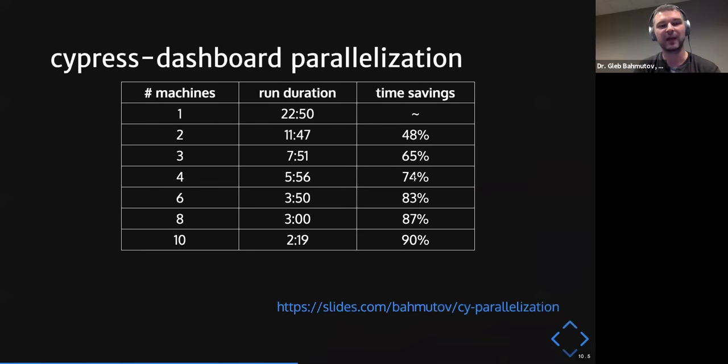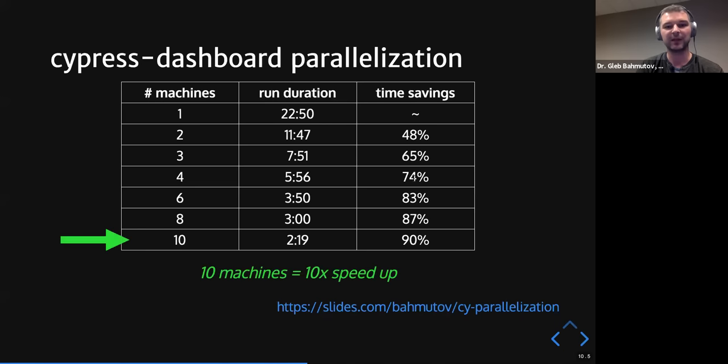Just for fun, I have run the dashboard tests using a different number of machines to parallelize the test. And you can see from the table, even a few machines can significantly speed up the run. In our case, when we use 10 CircleCI machines, the tests ran 10 times faster. As you add a lot of machines, each additional one brings only a diminishing return. So I would decide for myself: what is the acceptable test run duration for your project?